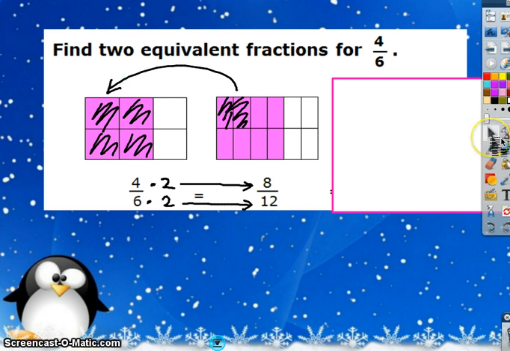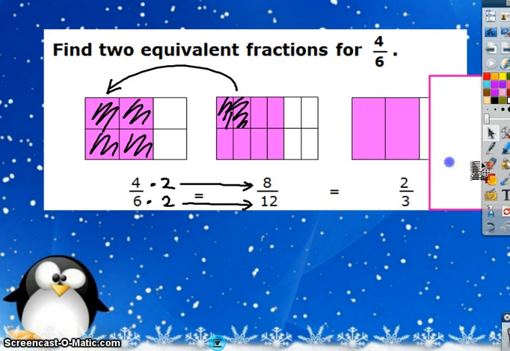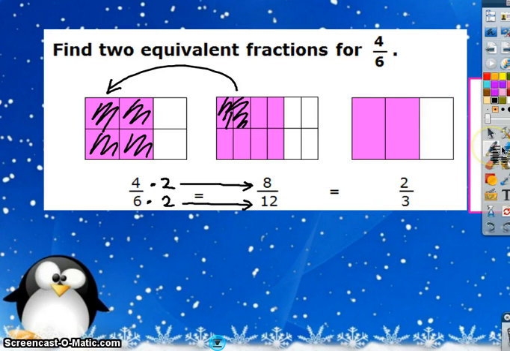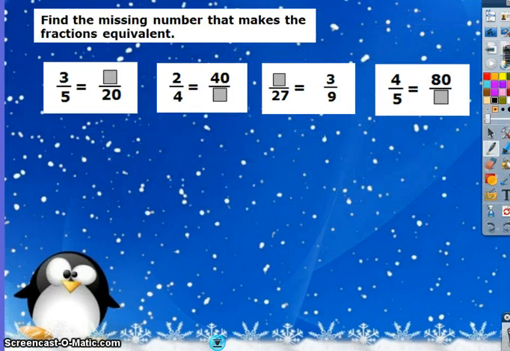Okay, so another way to get an equivalent fraction is actually to divide. So we can take 4/6 and we can divide both numerator and denominator by 2, and we get 2/3. Okay, so whatever you do to the numerator, you must do to the denominator, and you'll still have equivalent fractions. They will still mean the same thing.